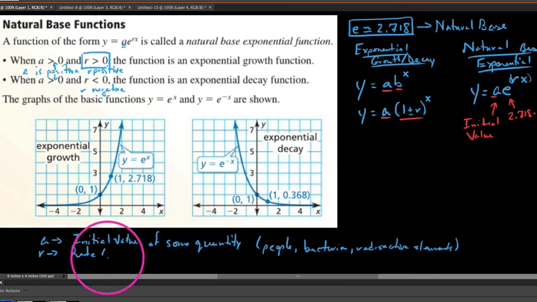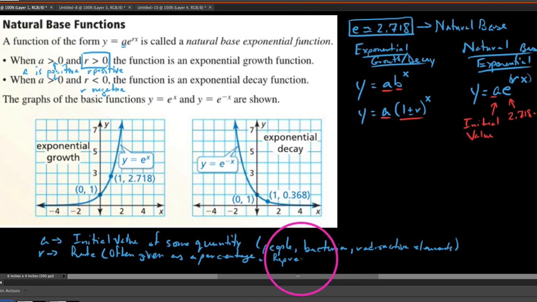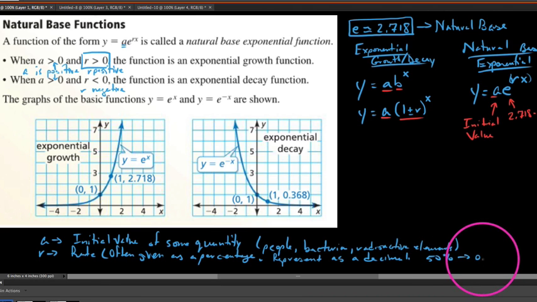A few things we're going to say about this rate: it is often given as a percentage. And when we deal with it in terms of a problem like this, we want to represent it as a decimal. So that is to say, for example, if we say 50%, we would want to write this as 0.50. That would be a good example there.